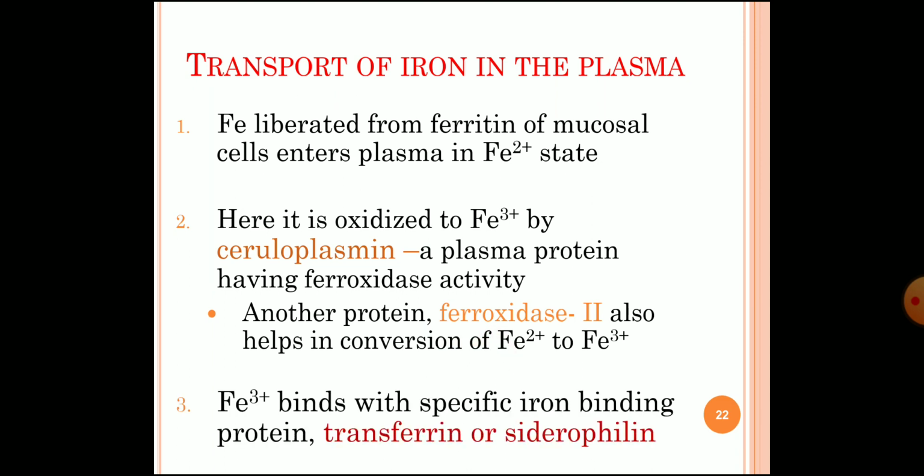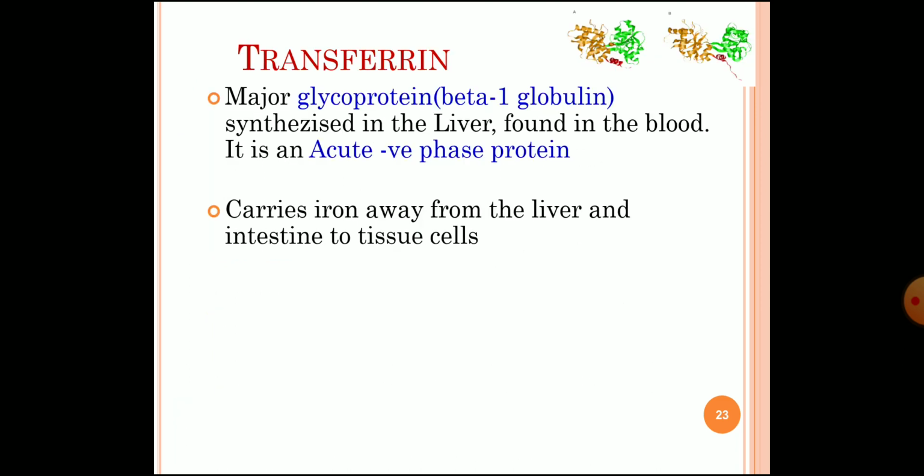So ferric iron binds with the specific iron-binding protein transferrin or siderophilin. Transferrin has another name; the old name was siderophilin. So ferric iron alone can combine with apotransferrin to form the transferrin.